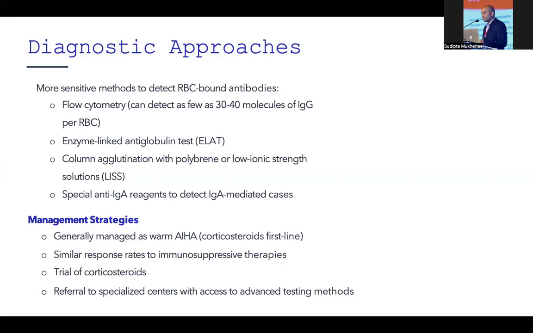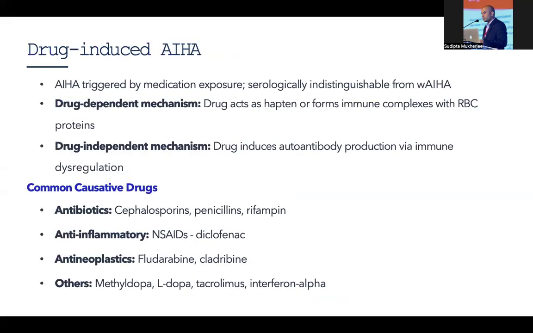Management strategy is generally like warm autoimmune hemolytic anemia, with corticosteroid to begin with. Similar response rate to immunosuppressive therapies. If you are not very sure, even then you can consider giving a trial of corticosteroid. And you can consider referring them to a specialized center for advanced testing methods if you are not sure about the diagnosis.